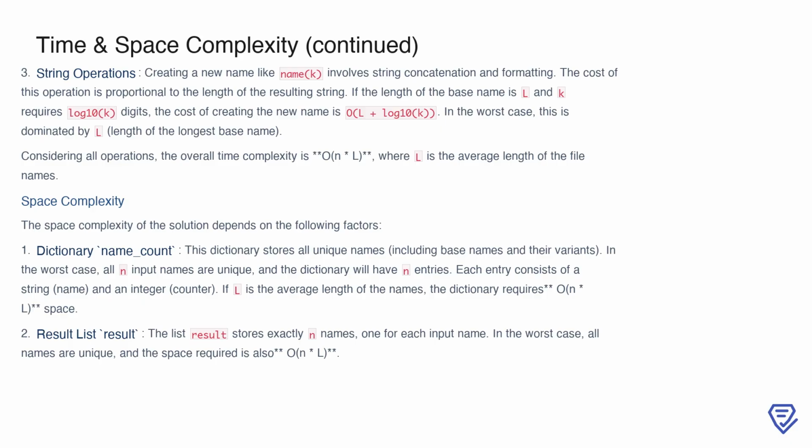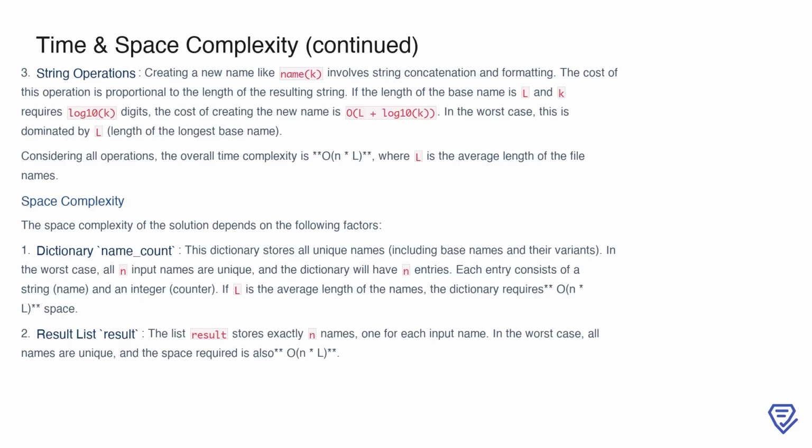To further refine the time complexity, we examine the cost of string operations within the solution. When generating a new name, such as name(k), the process involves string concatenation and formatting. The cost of this operation depends on the length of the base name, represented as L, and the number of digits in k, which is proportional to log10(k). In the worst case, this cost is dominated by L, the length of the longest base name. Combining this with the earlier analysis, the total time complexity of the solution becomes O(n*L), where L is the average length of the file names.